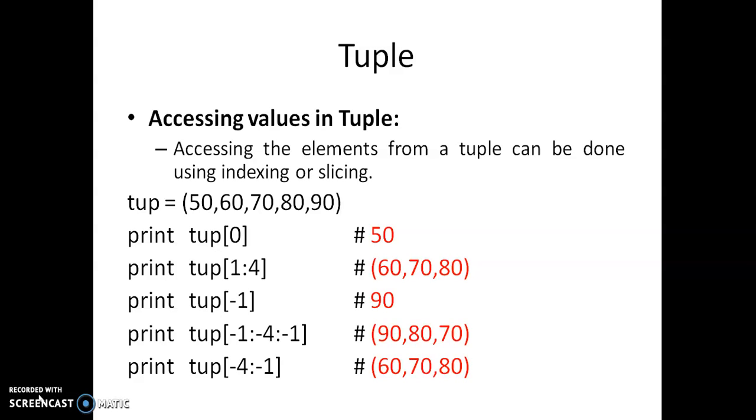Minus 4 index is for 60, minus 3 for 70, minus 2 for 80. So minus 1 we didn't get because the last index is not considered. So minus 4, minus 3 and minus 2 index values you'll get as 60, 70 and 80.